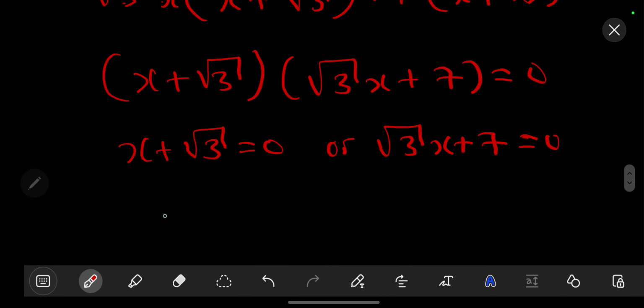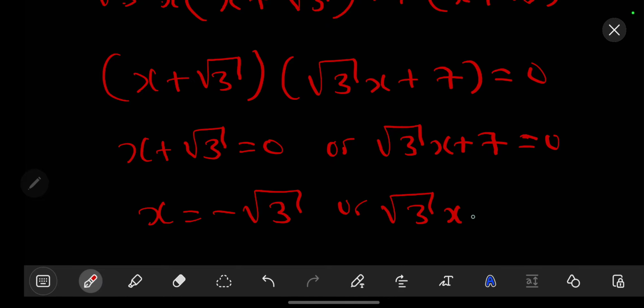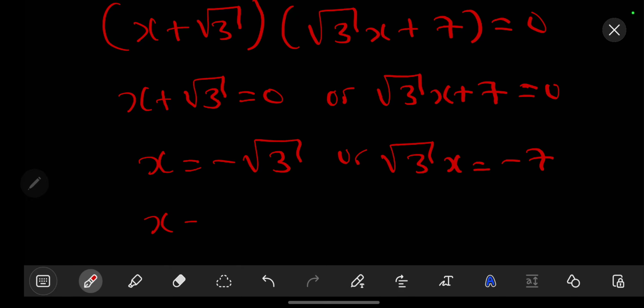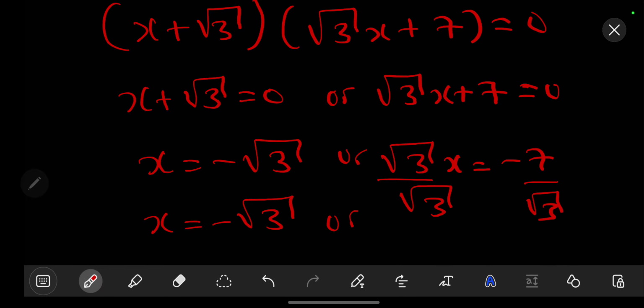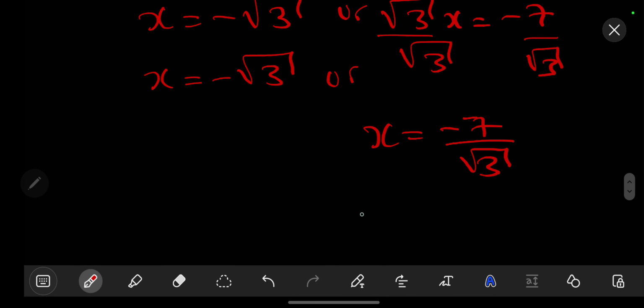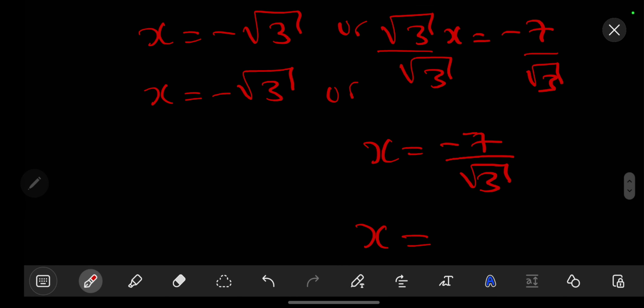So what we are going to have is our x should be equal to, we take this the other side, it will be minus the square root of 3, or we are going to have our square root of 3x, then we take it the other side, it will be negative 7, like that. So we are going to have our x should be equal to negative square root of 3, or we are going to divide the square root of 3 on both sides. We are going to have our x should be equal to negative 7 over the square root of our 3, like that. Then multiply to find the rationalized one.